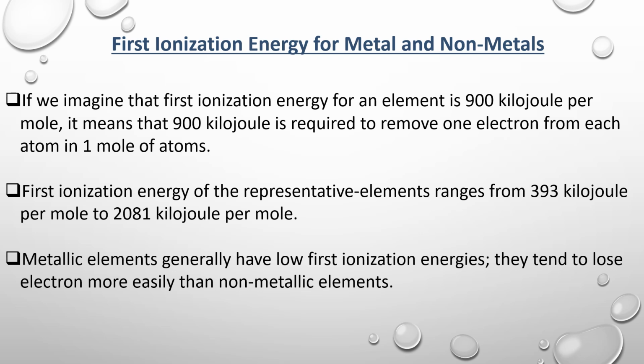First ionization energy for metals and non-metals. The first ionization energy of the representative elements ranges from 393 kJ per mole to 2081 kJ per mole. Metallic elements generally have low first ionization energies. They tend to lose electrons more easily than non-metallic elements.